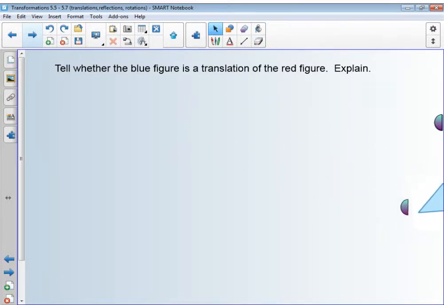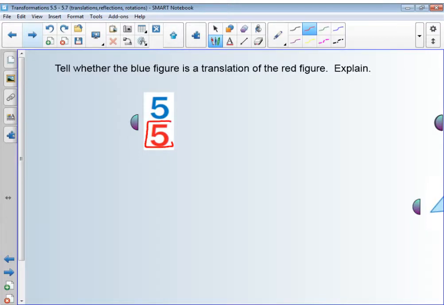Okay, so this is just identifying translations. Okay, so here, if I have a 5 and another 5, you could work either red to blue, it doesn't really matter. Is the blue figure a translation of the red figure? Did it slide? Yes, it slid up from this location up to this location. It did not change size. It did not rotate. So yes, that would be considered a translation.